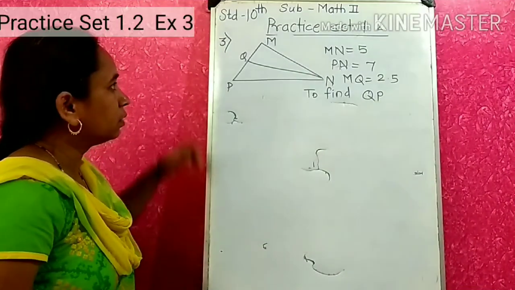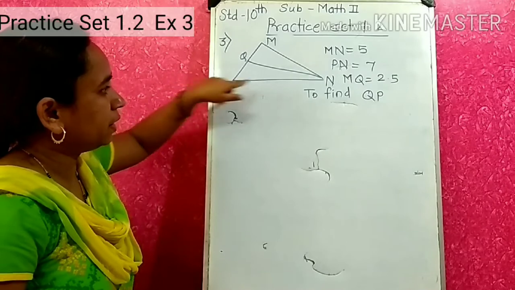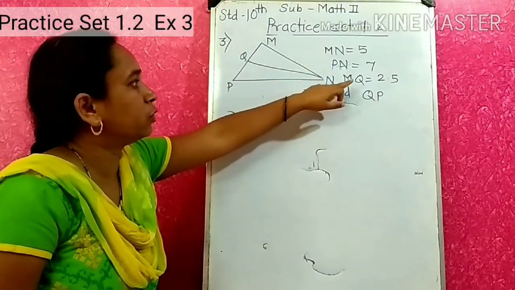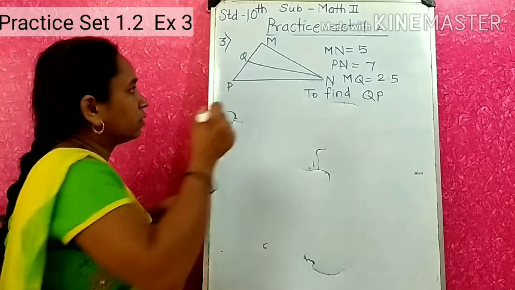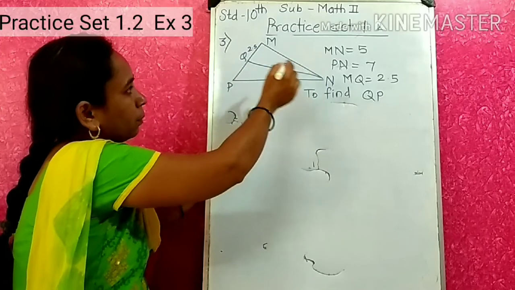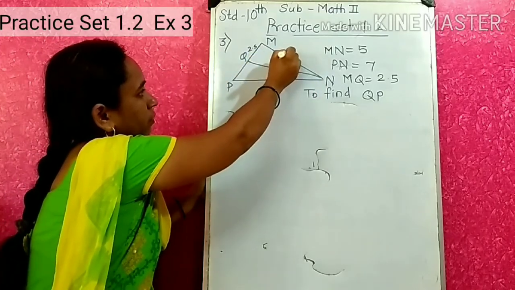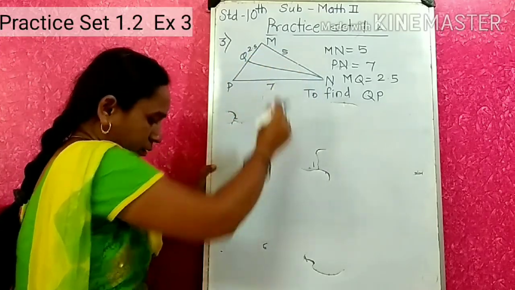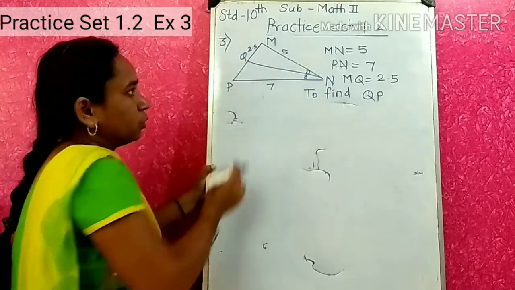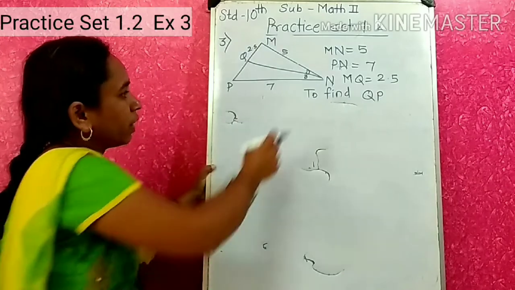Third example, triangle MPN, MN is given 5, PN is given 7, MQ is given 2.5. I will write these values over here. MQ is 2.5, MN is 5, PN is 7, and they have said that NQ is an angle bisector of angle N.